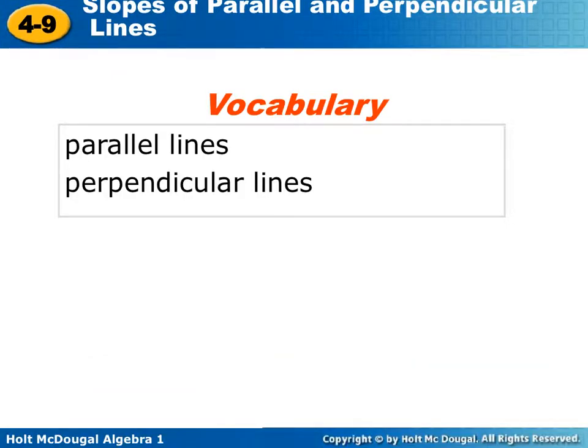So the two vocab words here are parallel and perpendicular. If you ever see these two little straight lines, this is indicating parallel lines. If you see what looks like an upside down T, that is the symbol for perpendicular lines. Remember, perpendicular lines, when they intersect, they form a cross.